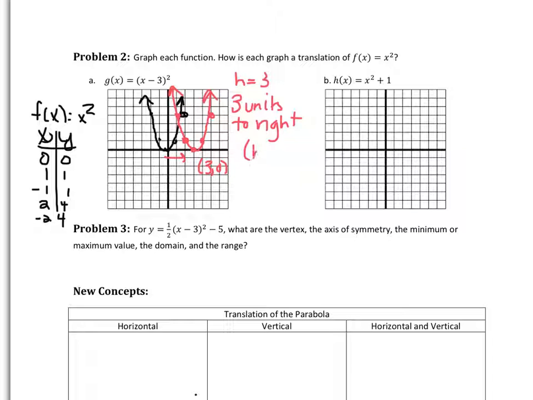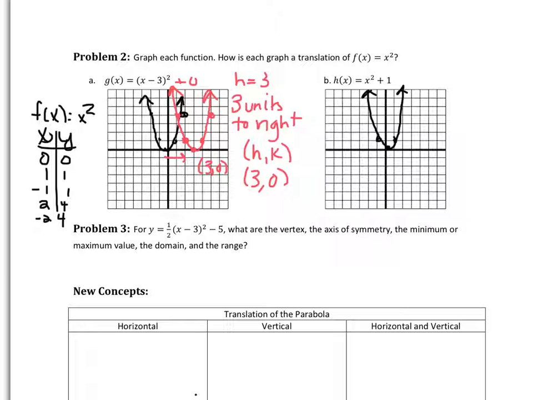And if you recall, h, k is your vertex. So since h is 3, we have that, and we really have plus 0 out here, right? So that's where k is. Good.